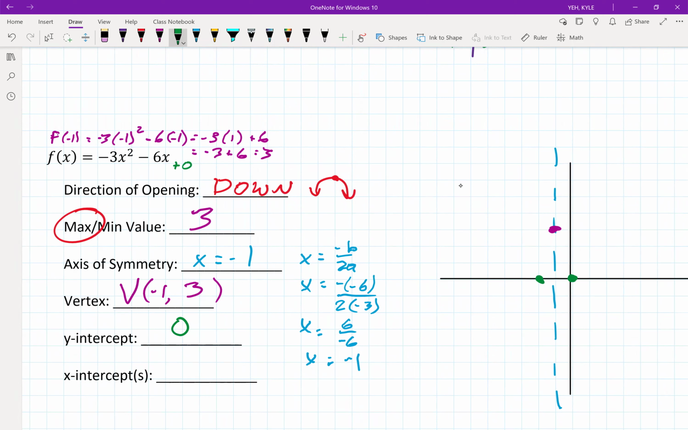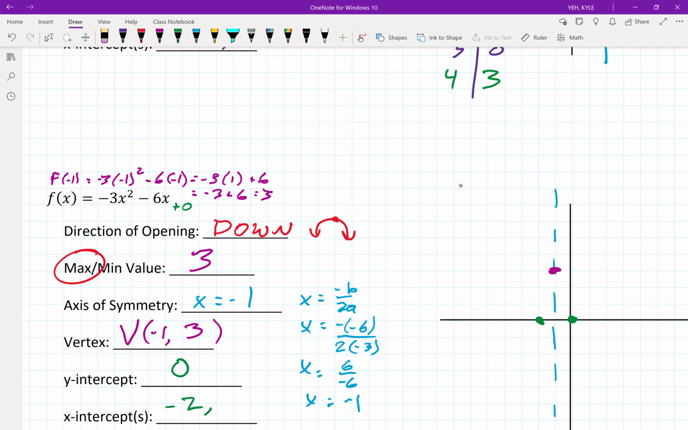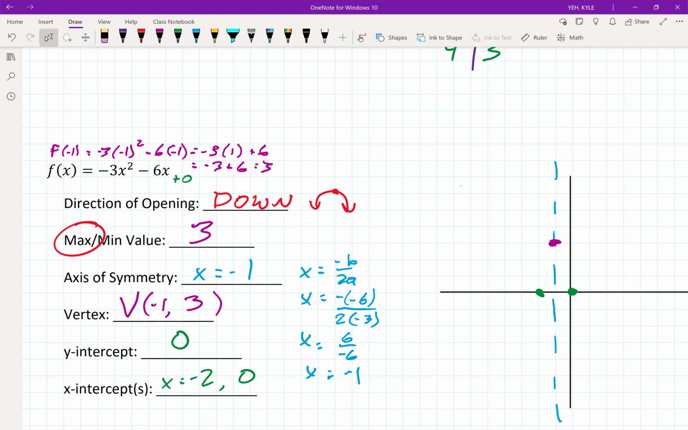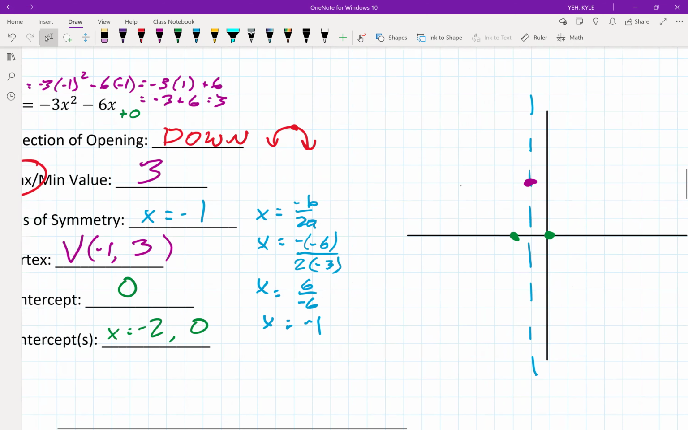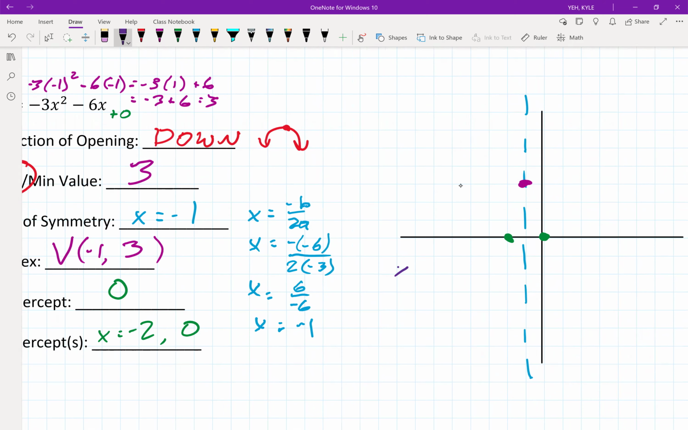Because where do we hit the x-axis? It looks like at negative 2 and at 0. So I'll go ahead and write out the full x equals negative 2, or at 0, that's when I hit the x-axis. And as I said, I'm a big fan of always having 5 points.